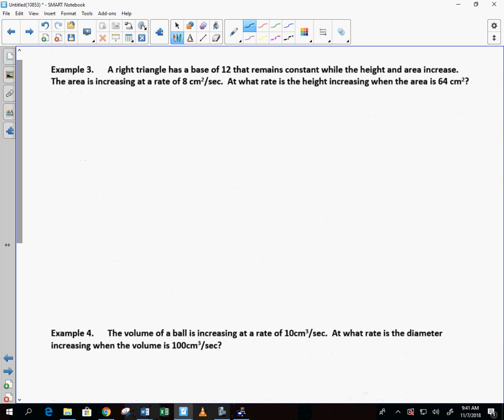All right, example number 3. A right triangle has a base of 12 that remains constant while the height and area increase. The area is increasing at a rate of 8 centimeters squared per second. At what rate is the height increasing when the area is 64 centimeters squared?